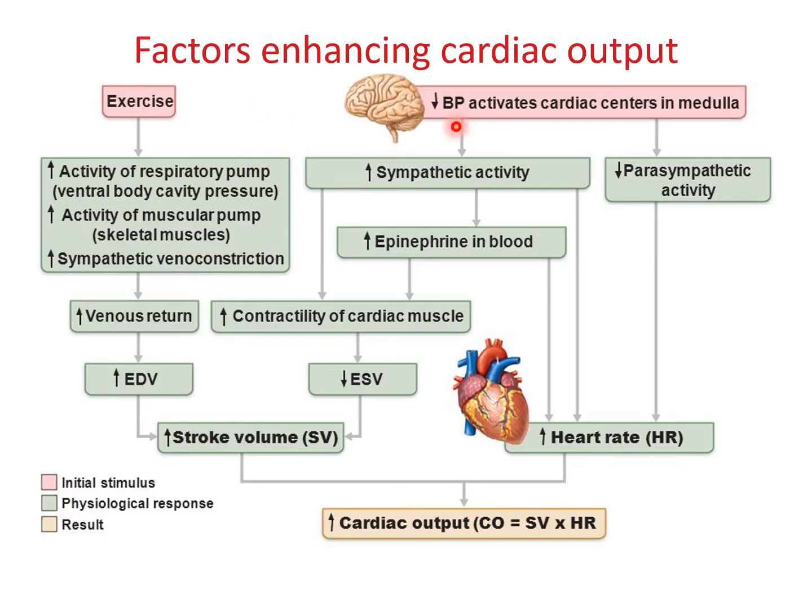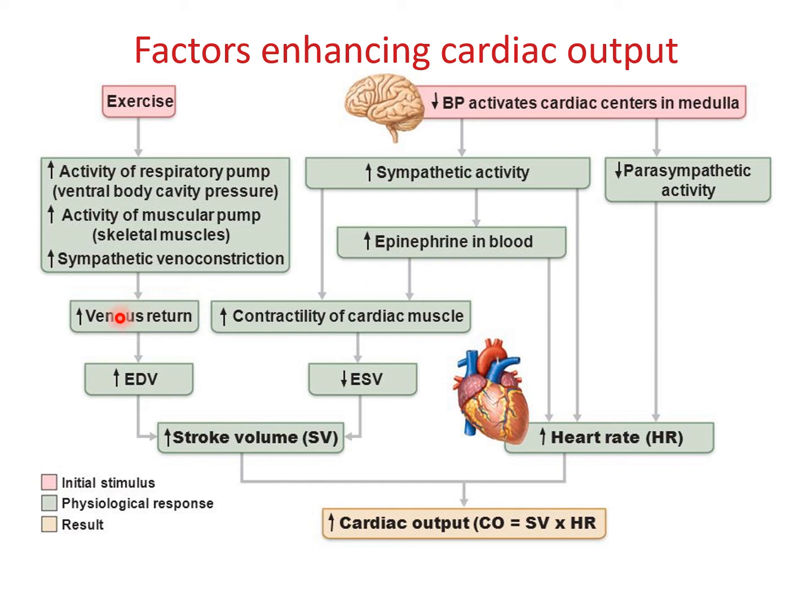Now, this chart just summarizes all the factors that affect cardiac output, and make sure you understand the basic terminologies before you look at this. When you exercise, of course, your skeletal muscles are working hard, you breathe really hard, and then your sympathetic nervous system is really active. So all these three factors are pumping a lot of blood back to the heart because it increases venous return, right? Because venous return is affected by the increase in these three factors.